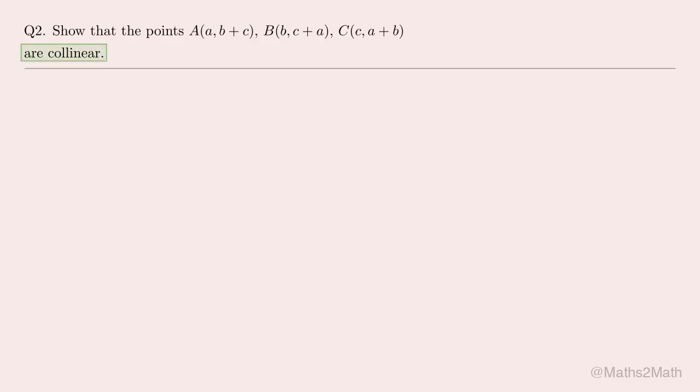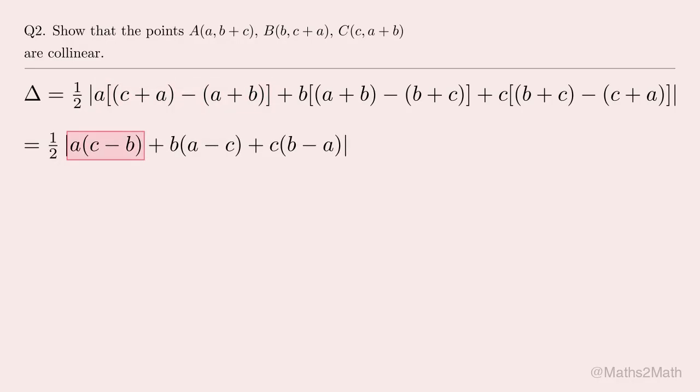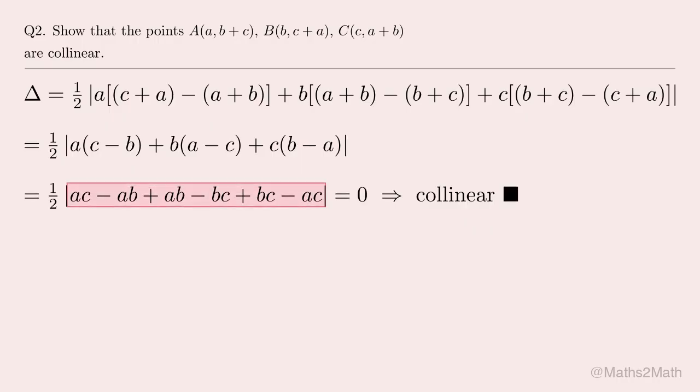Question 2. 3 points are collinear exactly when the triangle they form has 0 area. So we compute the area determinant and watch it vanish. Substitute the 3 points into the area expression, every difference written. Each bracket simplifies: c minus b, a minus c, and b minus a. Expand: ac minus ab plus ab minus bc plus bc minus ac, everything cancels in pairs. 0 area, collinear.